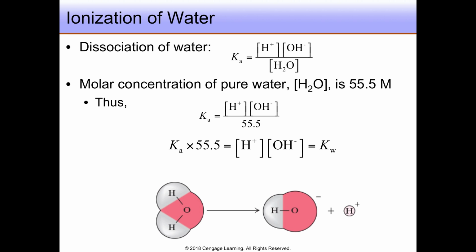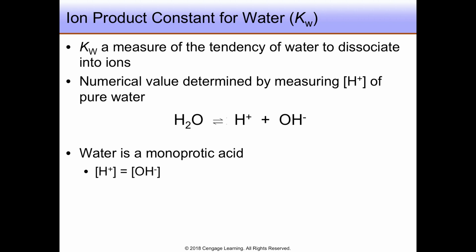If we include the concentration of unionized water with the Ka, we can define a new constant, the Kw. This is the ion product constant of water and represents the product of the concentrations of the ionized species. That is, the concentration of hydrogen ion times the concentration of hydroxide ion. This value is therefore a measure of the tendency of water to dissociate into ionized form. We can determine this value by measuring the concentration of H+ in pure water.